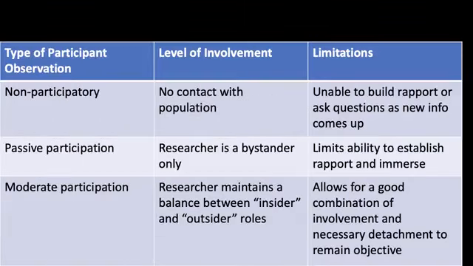Let's also look at the type of observation. There are 3 different types here that we're going to look at in this first slide, and then we'll come up with 2 others. So in non-participatory, there's no contact. This is where you're, as you can imagine, most distant from the community or from the individuals that you're observing and the activities that you're observing. And this, by its nature, makes it hard to develop rapport. Or you can't really ask new questions as things come up. You sit very passively.